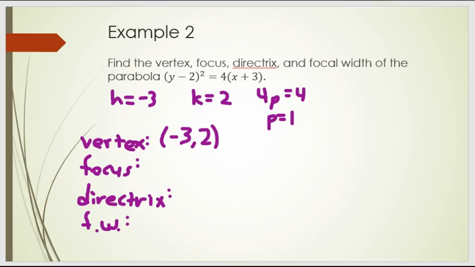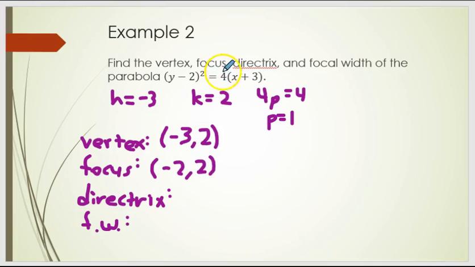So on this particular example, my p value is 1, and notice that that number is attached to x. So when I'm adding and subtracting the value of 1, I'm going to be adding and subtracting it from the x coordinate of my vertex. So my x coordinate is -3. If I add 1 to that number, I get -2. And I'm not changing the y coordinate, so that stays as 2.